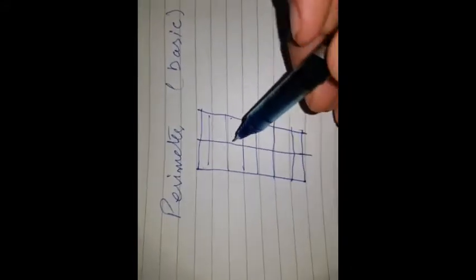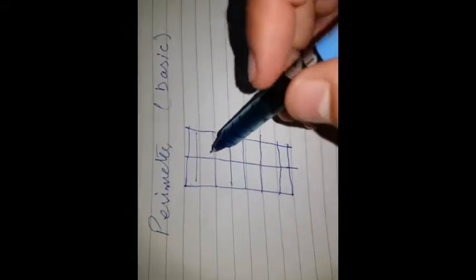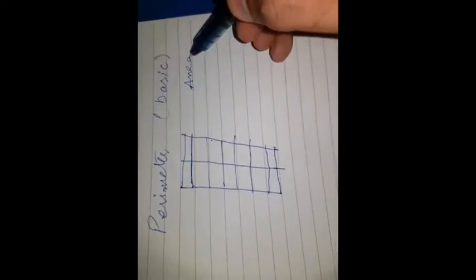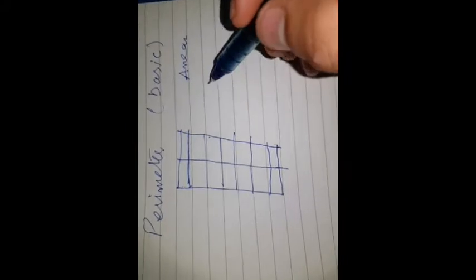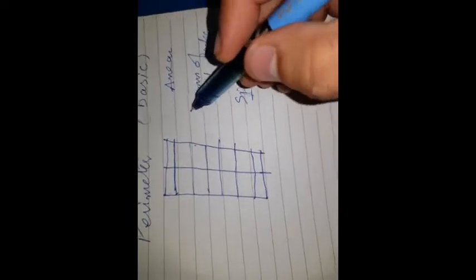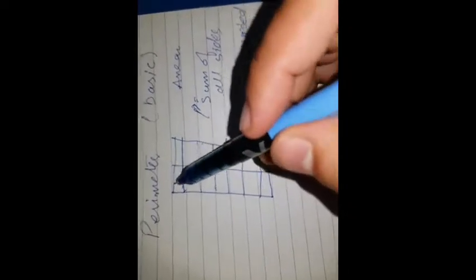Now, if I ask you about the perimeter, please don't mix it up with the area. Perimeter is sum of all sides, while area is the space occupied. So when we say area is the space occupied and perimeter is sum of all sides, we should be clear about that. Perimeter means the sum of all sides.